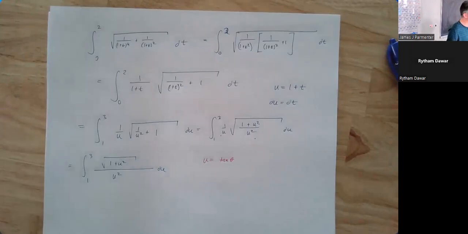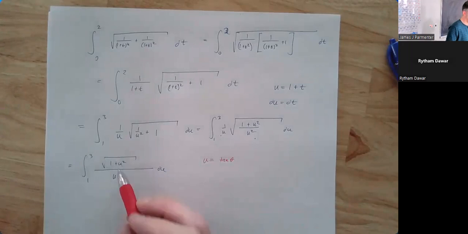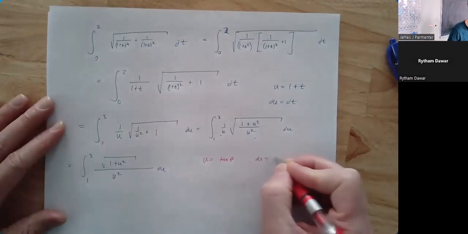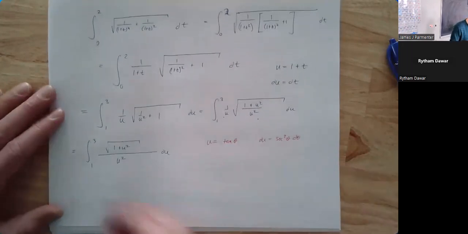Why tangent? Because 1 plus tangent squared is secant squared, right? I knew it was tangent from the get-go because I had a plus in my square root, and plus looks like t, and tangent starts with t. So u equals tangent. du is secant squared theta d theta.